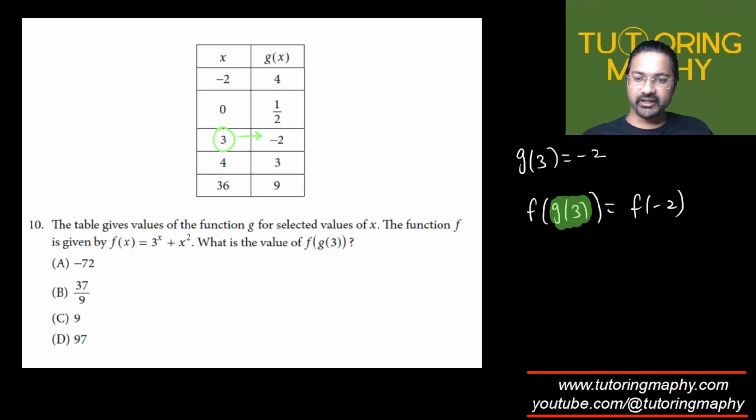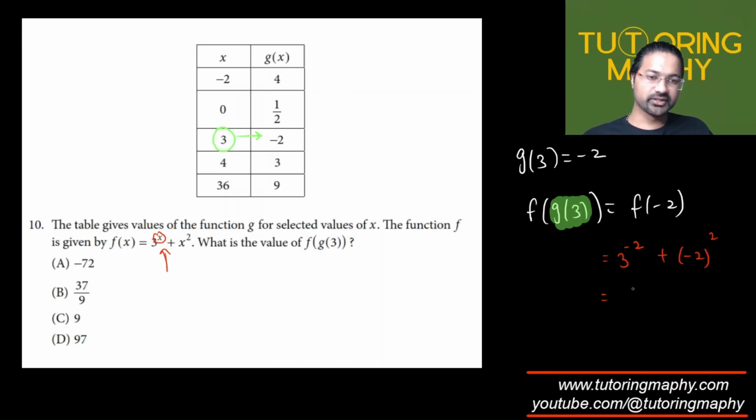And what is f of negative 2? We already know what f of x is. All we need to do is replace x with negative 2. So it's going to look like 3 raised to negative 2. This x is replaced with negative 2. And then this base x is also replaced with negative 2. So that's negative 2 whole square.